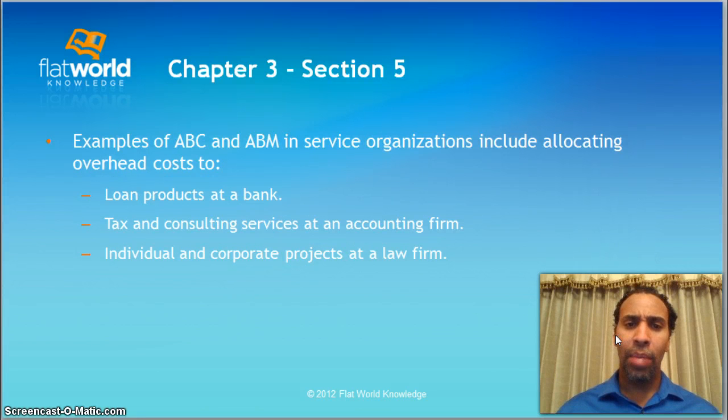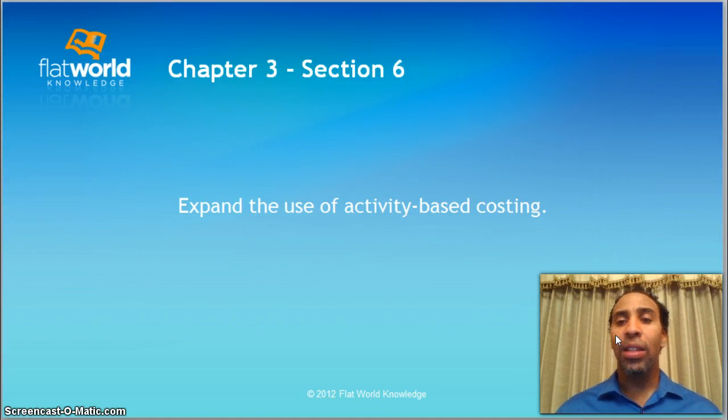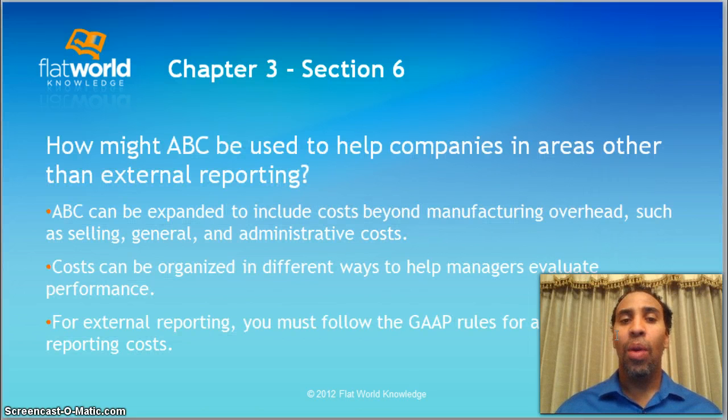So examples of activity-based costing and activity-based management in service organizations include allocating overhead costs to things such as loan products at a bank, tax and consulting services at an accounting firm, and individual and corporate projects at a law firm. So you want to expand the use of activity-based costing. So how might activity-based costing be used to help companies in areas other than external reporting? So activity-based costing can be expanded to include costs beyond manufacturing overhead, such as selling, general, and administrative costs. And all companies have that.